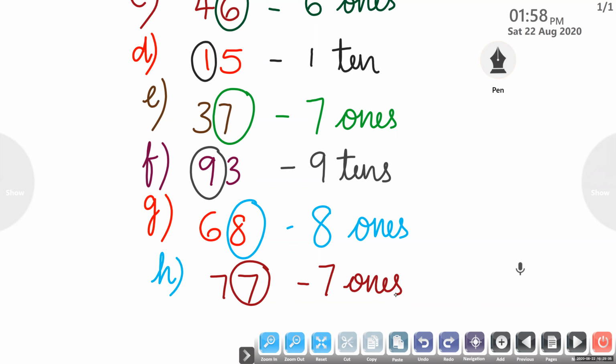So what do you mean by place value? The value represented by a digit in a number based on its position. Okay, now next we are going to write the number and number name. We completed up to 80 last day. So today we are going to write 81 to 90.